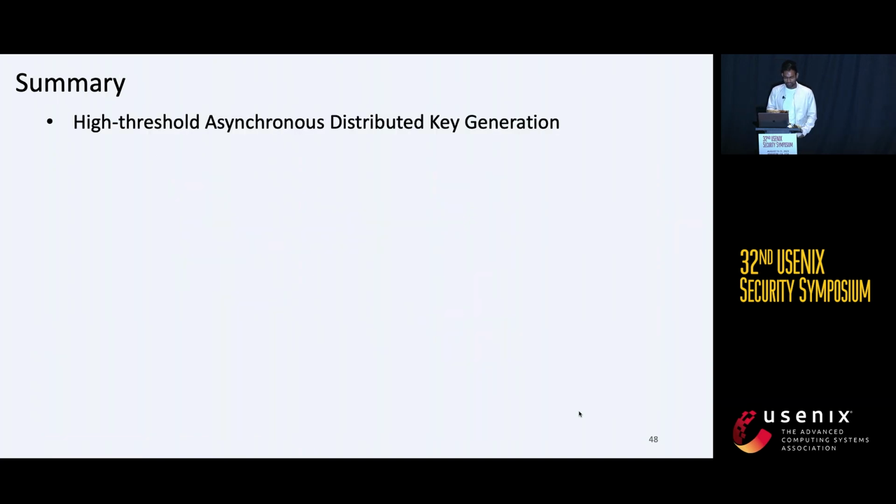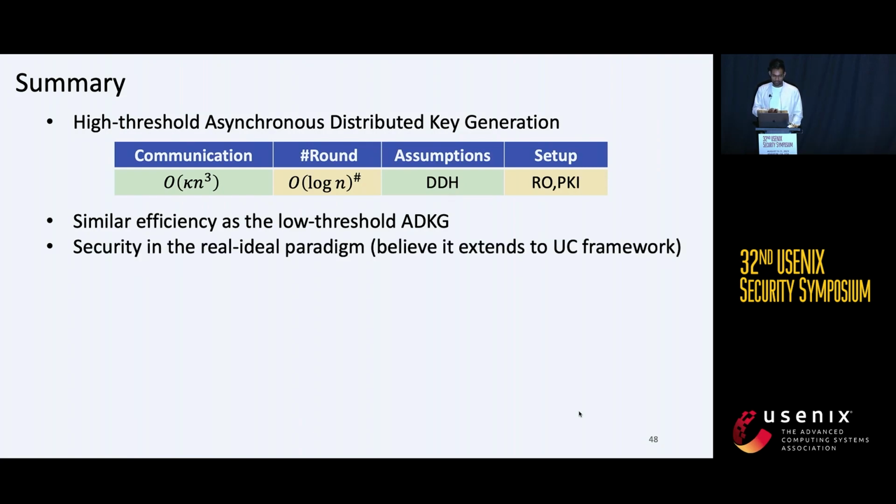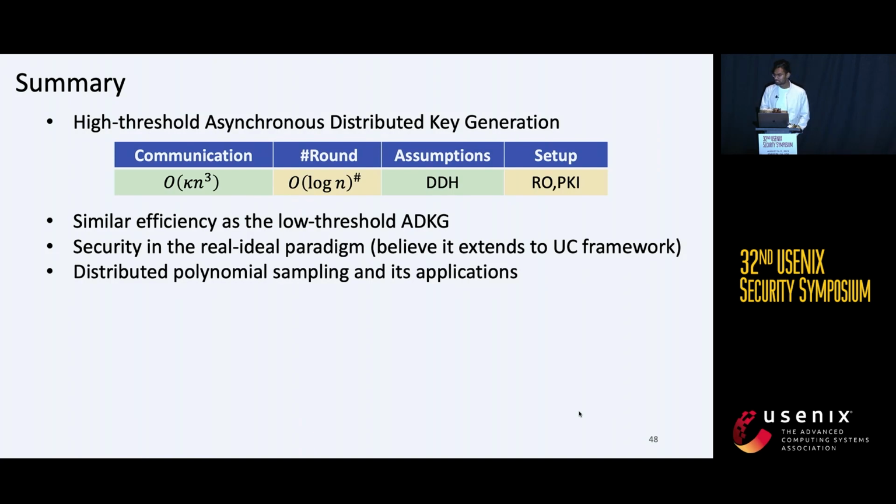So in summary, we present a protocol for high threshold asynchronous DKG. It has these asymptotic numbers. The efficiency of the protocol is the same as the low threshold DKG. And we prove its security in the real and ideal paradigm. And we also show distributed polynomial sampling and its applications.